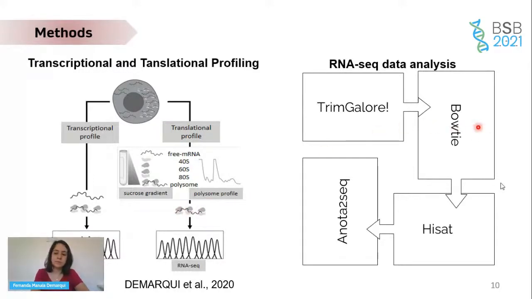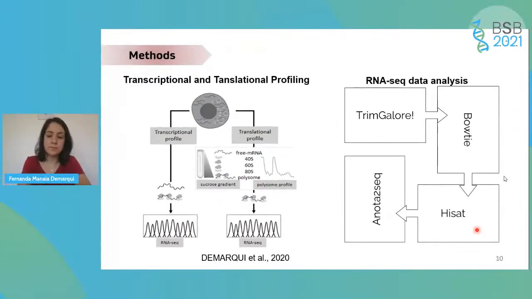For data analysis, we used TrimGalore to trim out adapter sequences and sequence reads with low quality. Bowtie was used to exclude non-coding RNA reads. Also, HISAT was used to align our reads to the genome reference file. And then anota2seq was used for differential expression analysis.